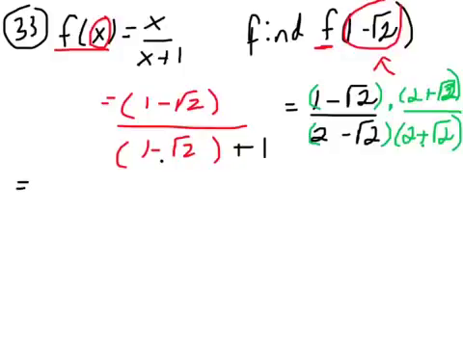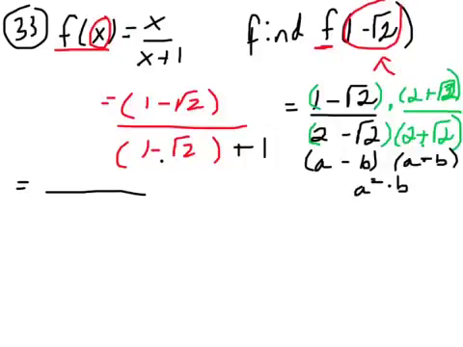All right, and on the bottom, we have a difference of two squares pattern. This is a minus b, and this is a plus b, so it's equal to a squared minus b squared. Well, what's my a here? It's 2, so that's going to be 2 squared minus, and the b is square root of 2 squared. So that's 2 squared minus the square root of 2 squared, which is just 2, and 4 minus 2 is just 2. So on the bottom, I just have 2 now. That's the easy part.